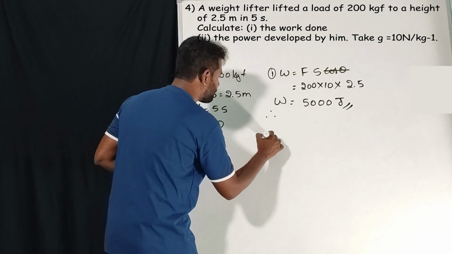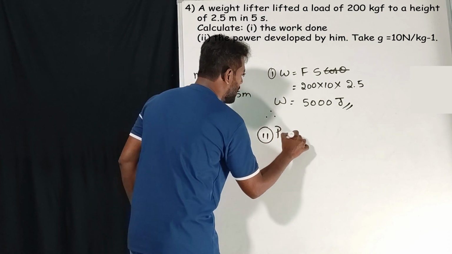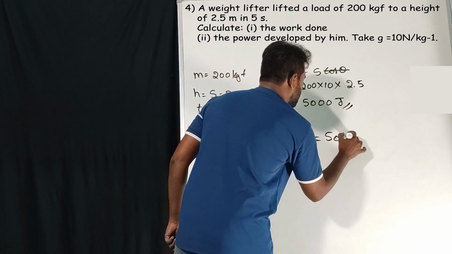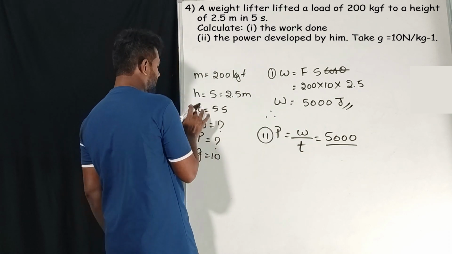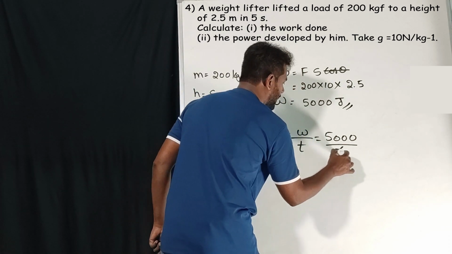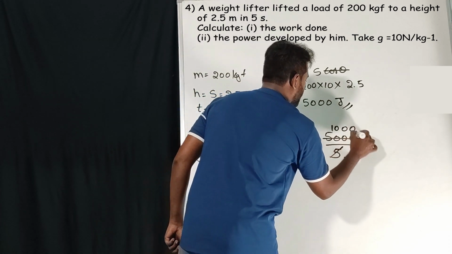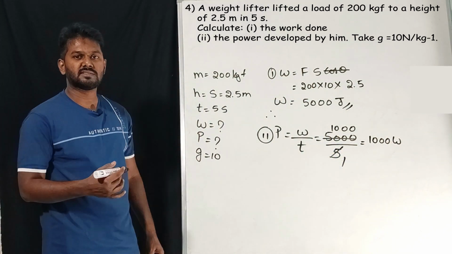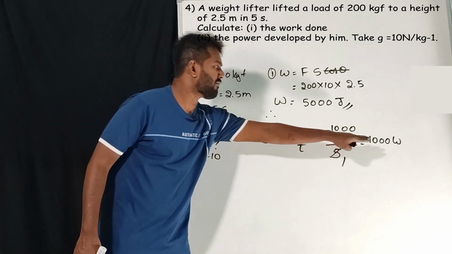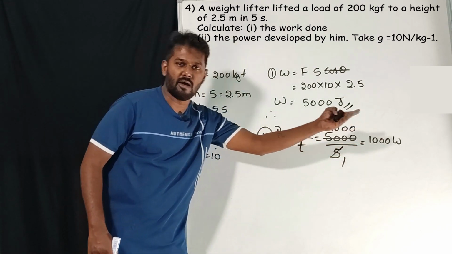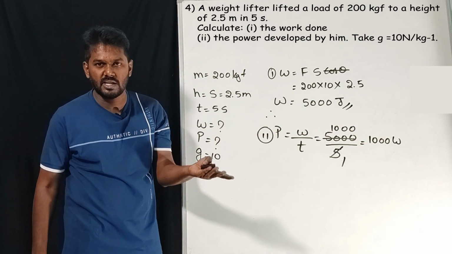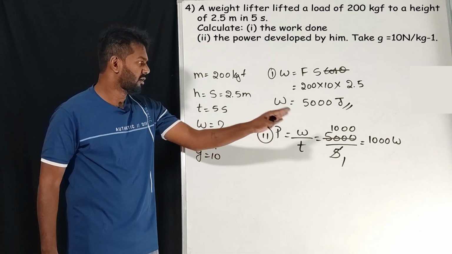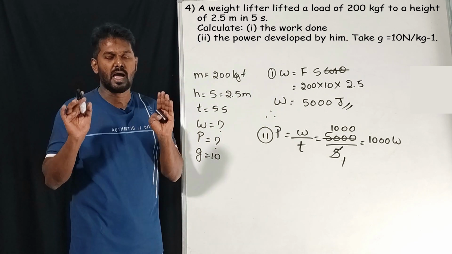Next, we have to calculate power. Power is equal to work done by time. Work done is 5000 joules, and the time is 5 seconds. 5 ones are 5000, so that is 1000 watt. If they are asking the answer in terms of HP, whatever the watt value we have got, divided by 746, we will get the answer in terms of HP. But in this question they are not asking, so 1000 watt is our final answer.